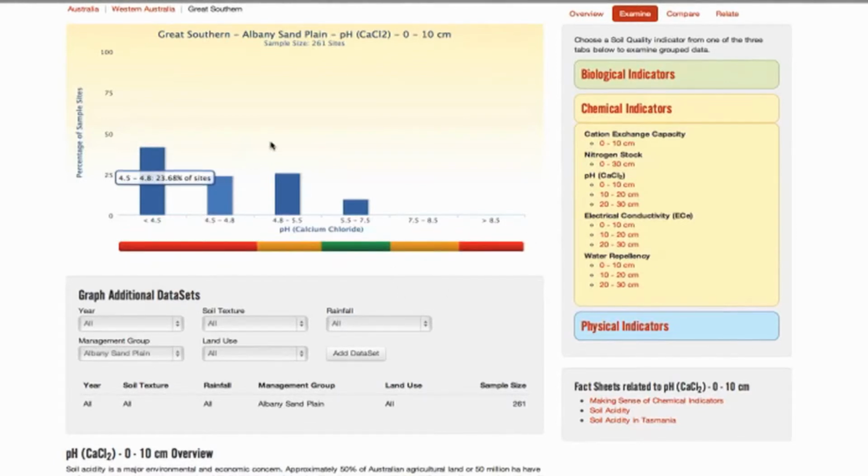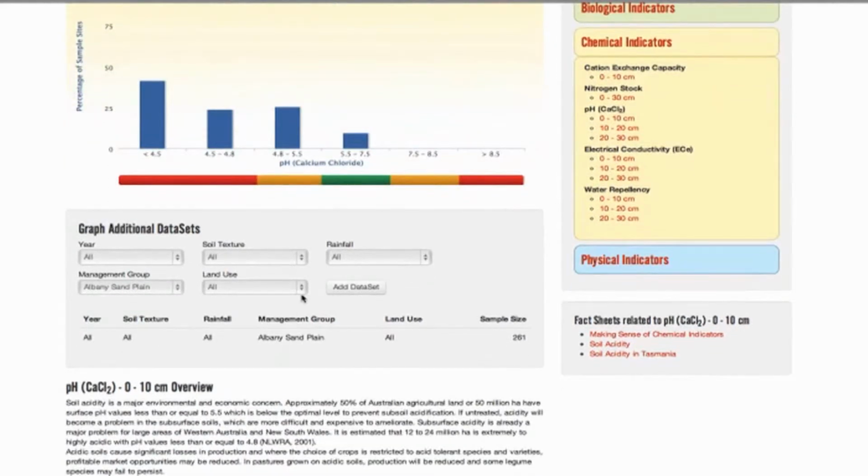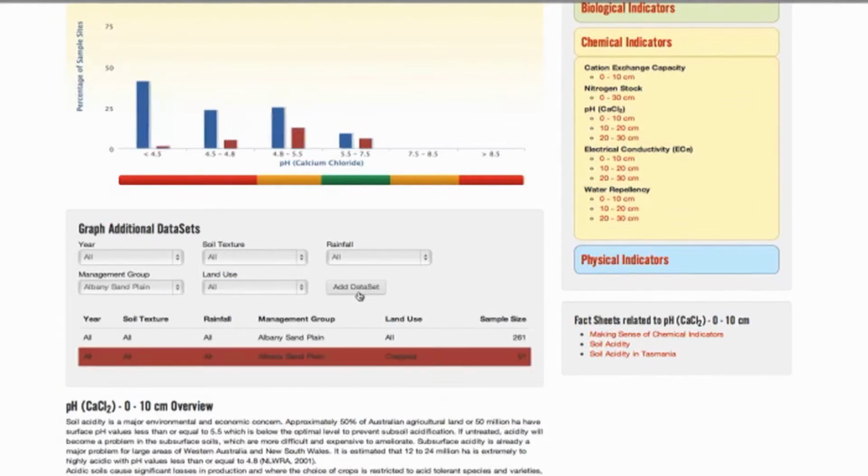Now that's looking at all the sites we went to. There are a range of land uses and a range of soil types there, so what we can start to do is say, well, let's break this down. Let's look at the land uses and how that's impacted on pH. So we've got crop soils, we can add a data set there and see what it looks like.